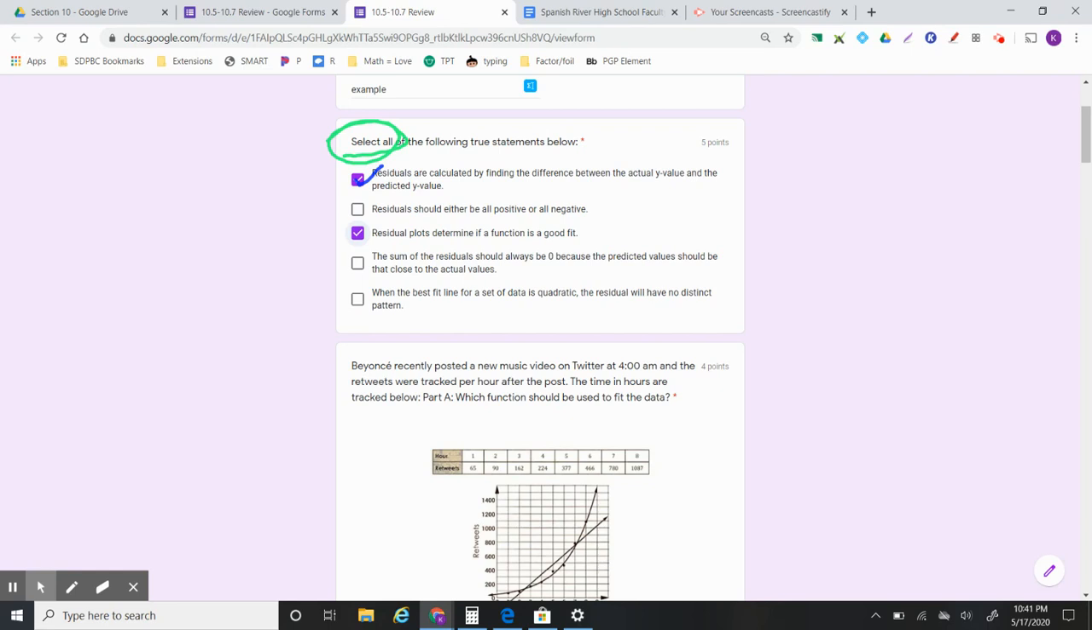The sum of the residuals should always be close to zero because the predicted values should be that close to the actual values. That is true. If you're picking a good fit line, they should be close to zero. And when you add them up, it should be zero. The next one says when the best fit line for a set of data is quadratic, the residuals will have no distinct pattern. That's also true. When the best line is the same shape pattern as the data, it will have no other pattern.